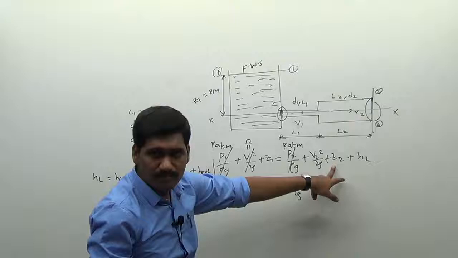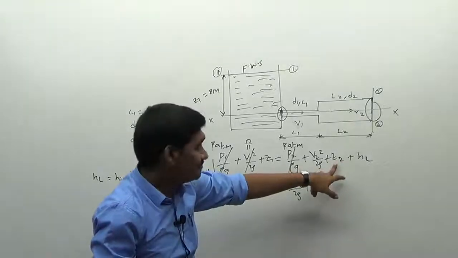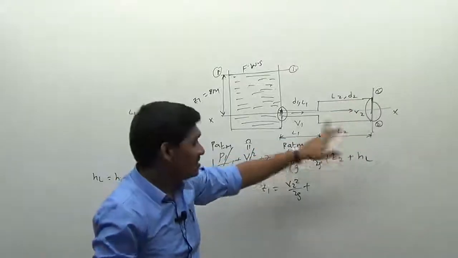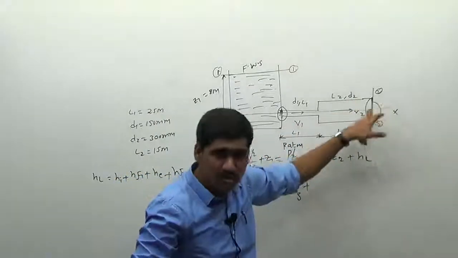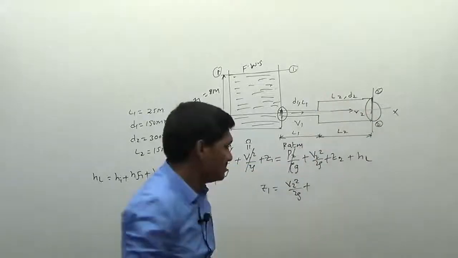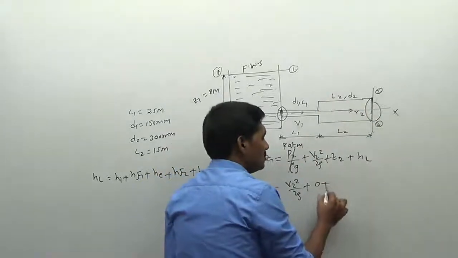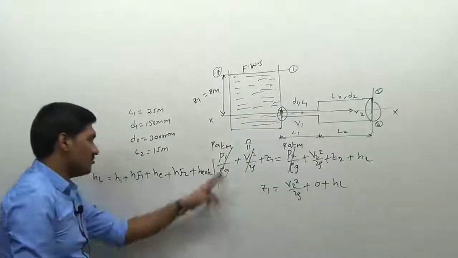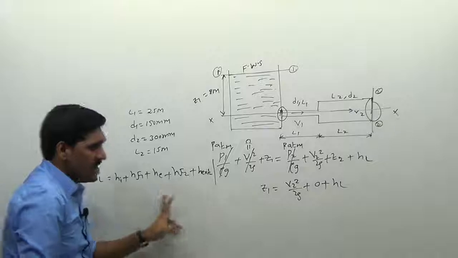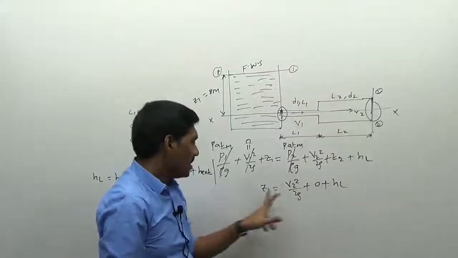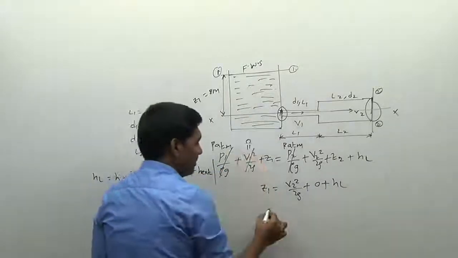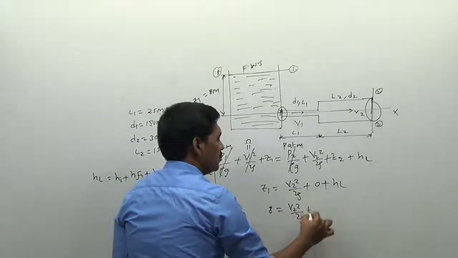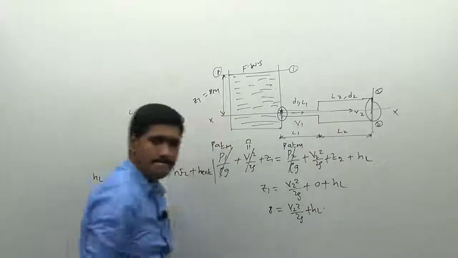What about Z2? Z2 is the distance of section 2 from the datum line. Yes, section 2 and the datum line are at the same position, so we don't have any distance. Therefore, I can write this value as 0 plus head losses. Now determine the value of head loss and substitute it here. Z1 is 8, which is equal to V2 square by 2G plus HL.